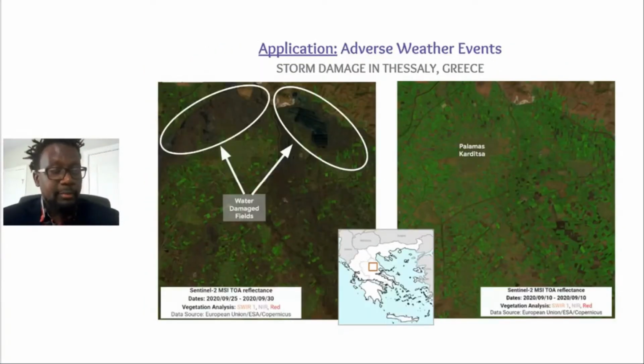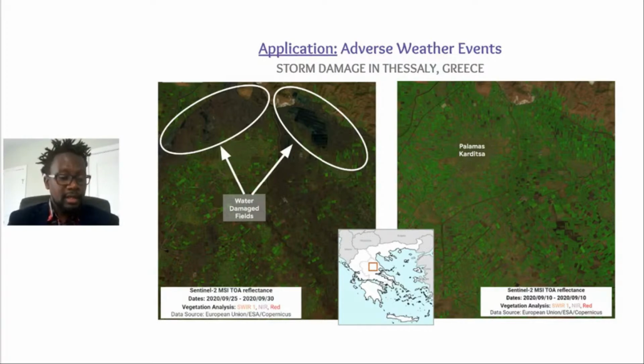We also use the application routinely to determine the impact of extreme weather events such as floods, droughts, and derechos. In this example here, we use the application to find fields and areas which were damaged by a flood which went through central Greece last year.